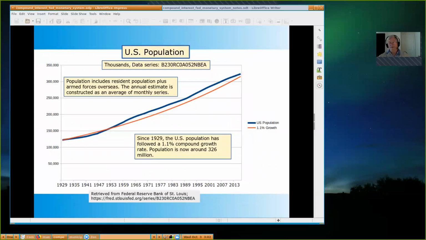Okay, and now to give us some context, I want to relate this to population. This graph shows that our population in the United States has increased by about 1.1% compounded. And this graph goes back to 1929. Now we have about 326 million people. Anyway, that's just to get the idea that the population growth has been at 1.1%.